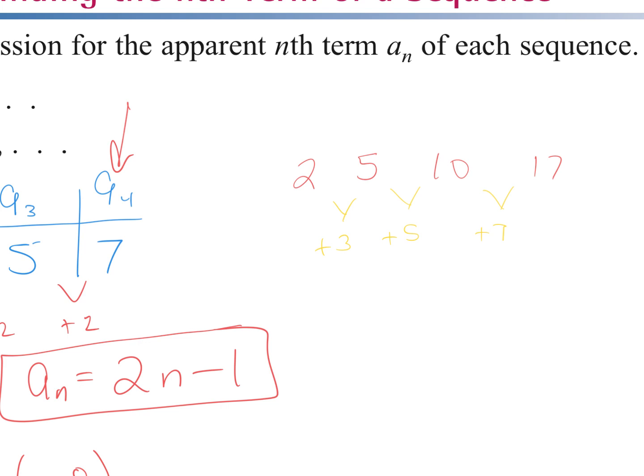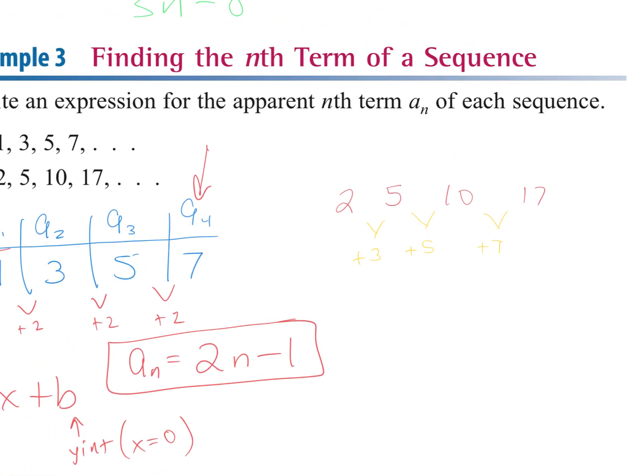So 2 times 2, well, no. 2 times 1 is 2 plus 1 is 3. 5 times 2, no. We'll come back to it. I just want your brains to work a little bit. We'll come back to it.